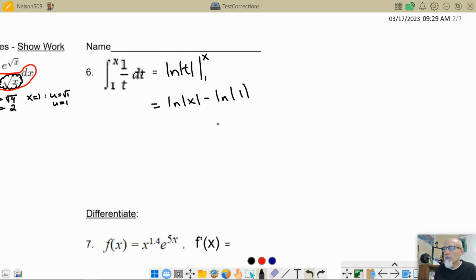Obviously, I don't need absolute values on a 1 there. The natural log of 1 is 0, because what do I raise e to get 1? 0. So my final answer is natural log of x. Now I just put some derivatives on here.